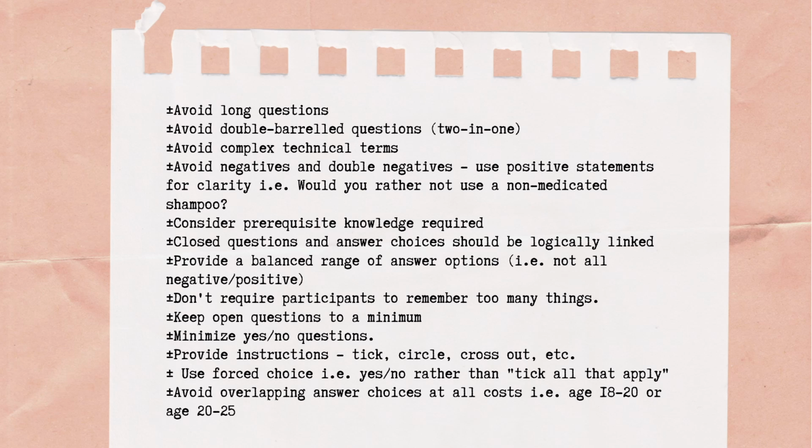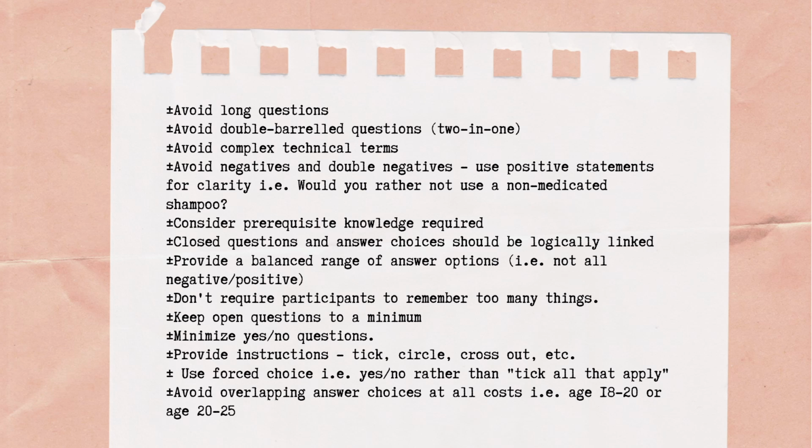Don't require participants to remember too many things like acronyms. We talked about it with regard to your posters. You don't want to have all these acronyms that participants have to read and then remember when they're answering a question like, what do you believe about SRA, or something like that. You spell it out for them with each question, make it clear and easy to answer.